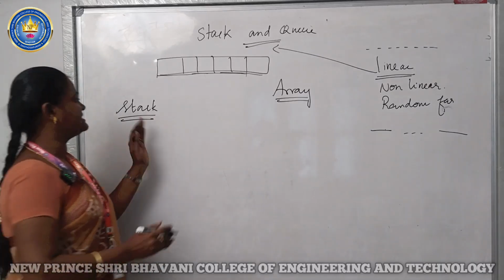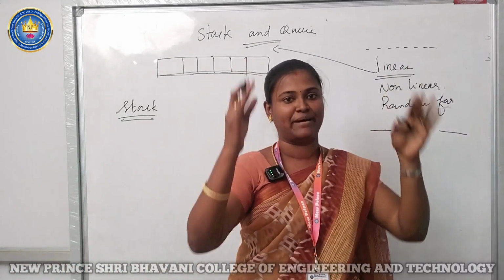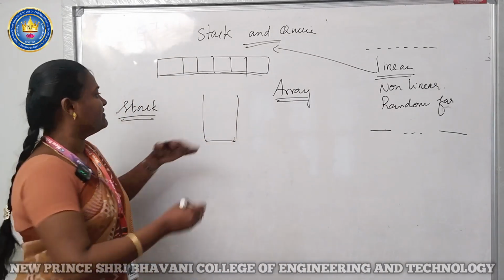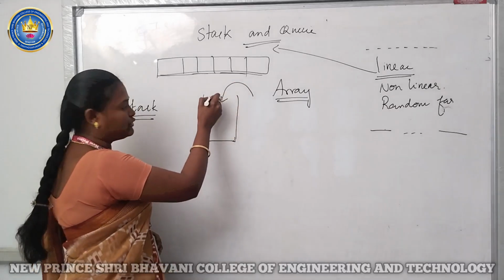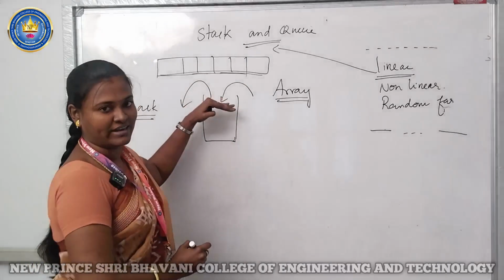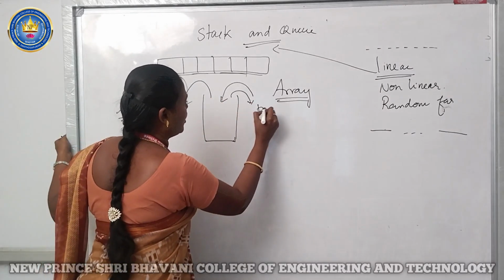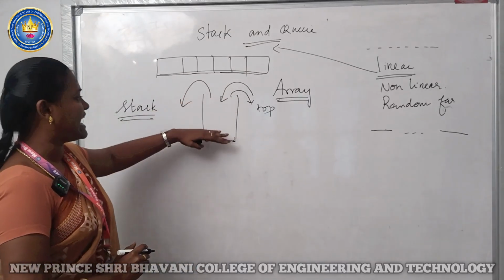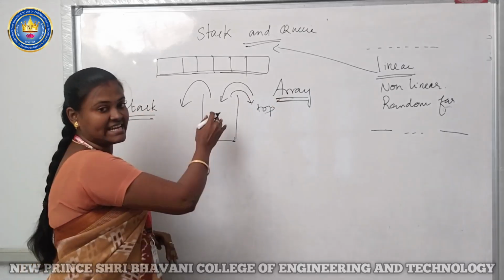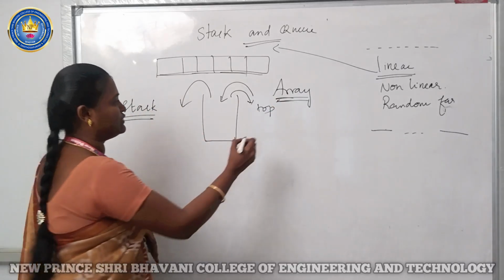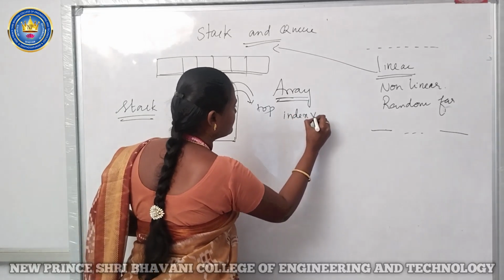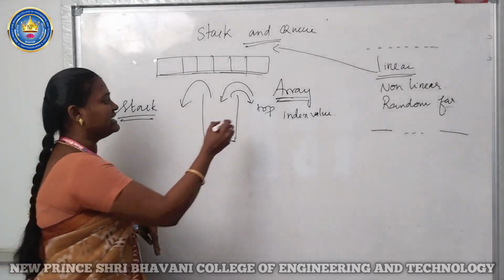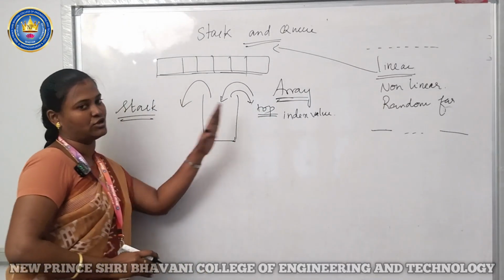A stack is like a bucket. Just imagine the image of a bucket. In a bucket we insert some elements or delete some elements at only one end. That end is called the top. So a stack is a collection of elements arranged in an array manner, that means continuously, and we access the elements by using the index value. We also insert and delete elements in a stack at only one end, which is called the top.